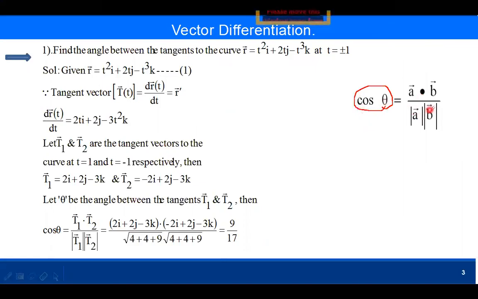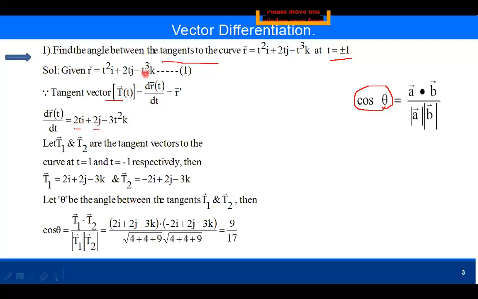Now we have to find the angle between the tangents to the curve at t equal to plus or minus 1. First of all, we have to find the tangent vector. So r bar is given, r bar equal to t square i plus 2tj minus t cube k. Then what is the tangent vector? The tangent vector is the derivative of r with respect to t. So find the derivative of r bar. That is, derivative of t square is 2ti, plus derivative of 2t is 2j, minus derivative of t cube, minus 3t square k.